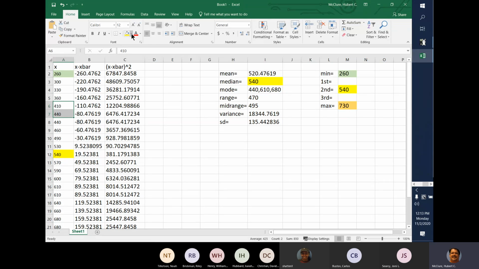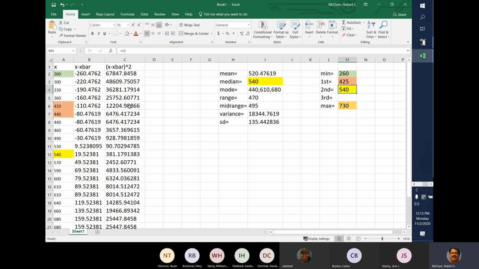And I'm going to highlight those red. And that's going to be red. And I'm going to add those two numbers up. 410 plus 440 divided by 2.